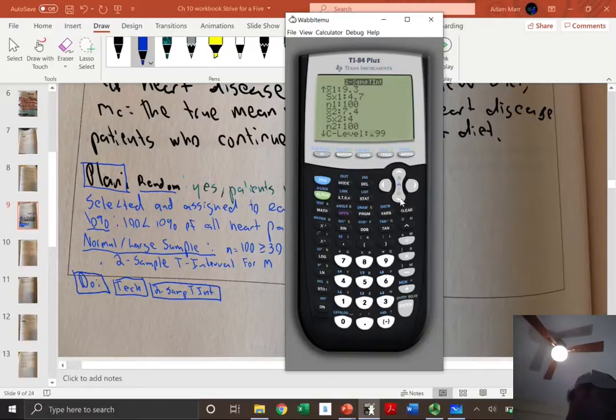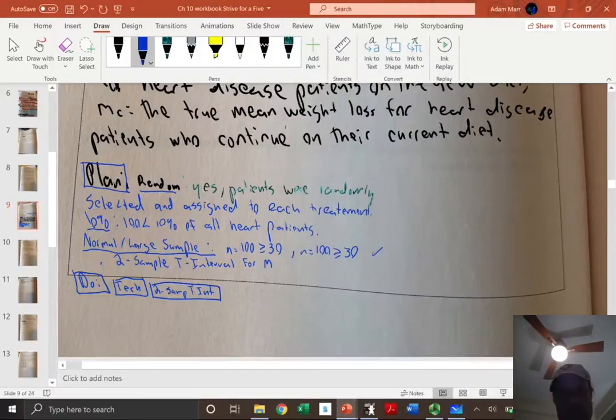Confidence level was right here, 95%. So we're going to say 0.95. And always put no right here for pooled data if we're doing it like this. Okay, and press calculate. All right, there we go. It looks like we have 0.68274 to 3.1173 and a degrees of freedom of 193.06. Okay, so let's put that down right here.